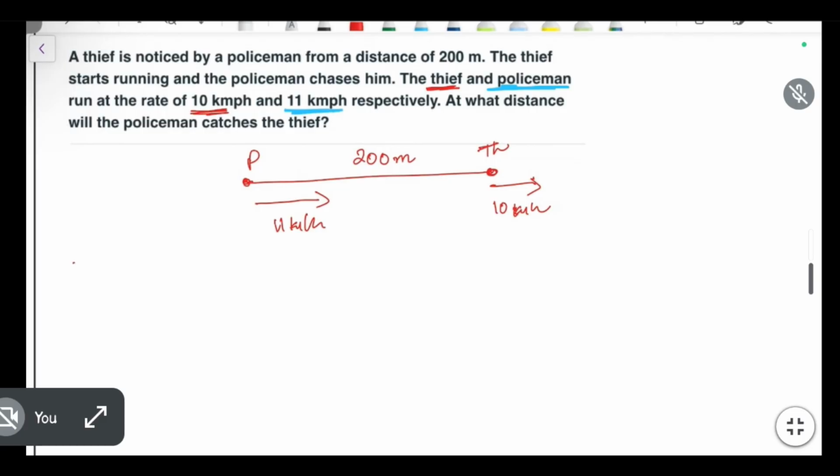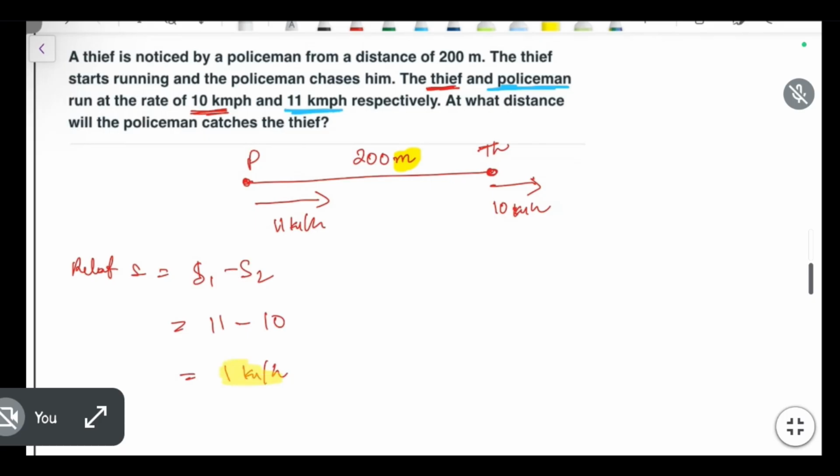Relative speed formula we know. Relative speed is nothing but, what is it? Speed 1 minus speed 2. Since they are traveling in the same direction, which means 11 minus 10, which is how much? 1 kilometer per hour. But if you look here, you see that the distance is given in terms of meter, so we don't have options.